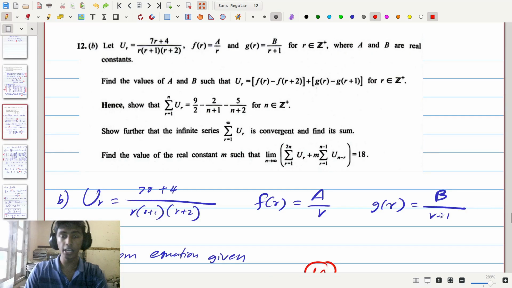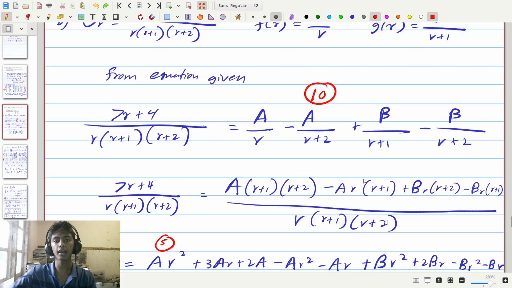Finally, if we consider the answers and the awarded marks, at the start, when you equate u of r and f of r plus 2, g of r and g of r plus 1 like this and equate both sides, you get 10 marks.